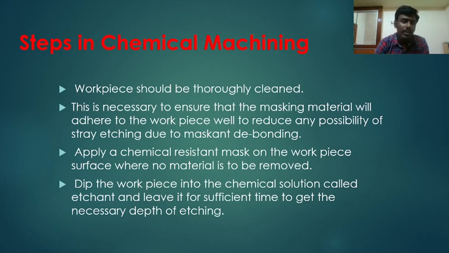Let us move on to the working procedure. First of all, the workpiece needs to be thoroughly cleaned. Secondly, the mask and the etchant are chosen; both need to be resistant to each other. Then the mask layer is applied on the workpiece, and it is dipped into the alkaline or acidic solution. Then the material is removed where the masking layer is not applied.